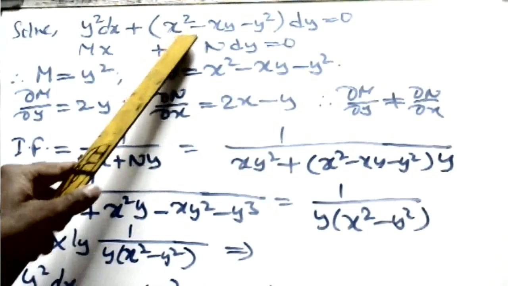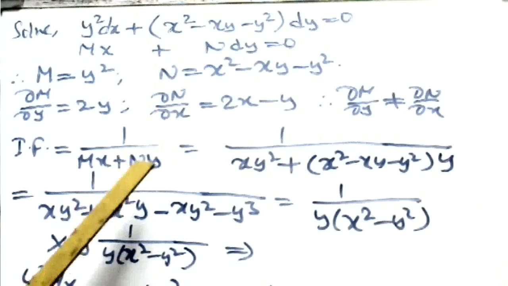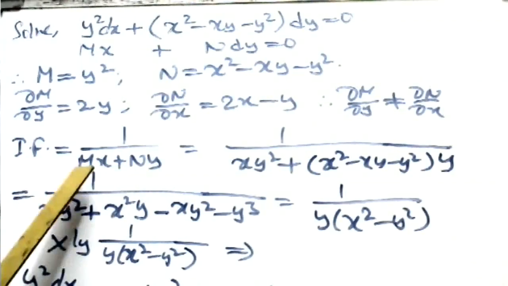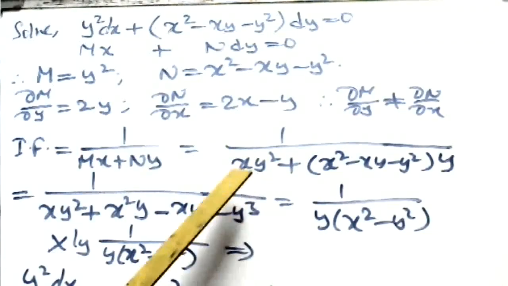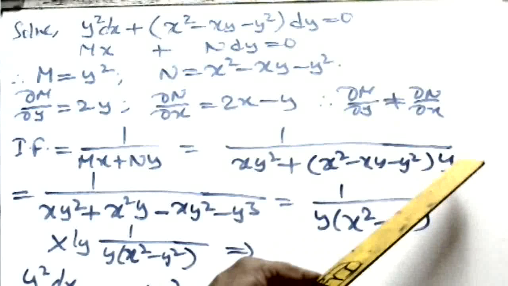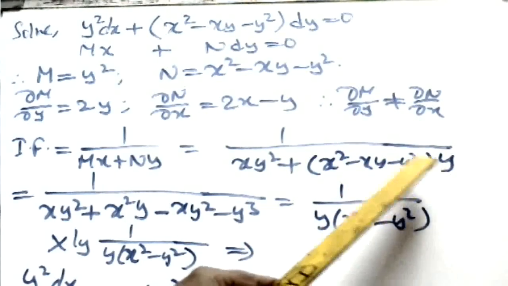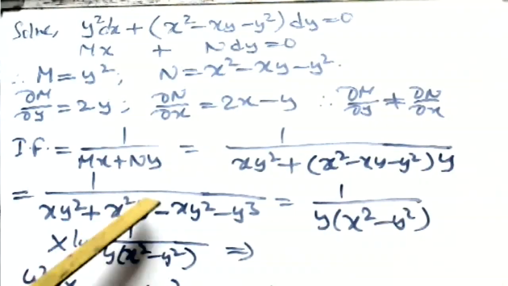Because this is a homogeneous equation, the degree is 2 here, and here also it is 2. So we convert it by multiplying with an integrating factor. The integrating factor is 1 by (Mx plus Ny). M is y² into x plus N into y. You multiply this with y: x²y, x² times x, y², y³.